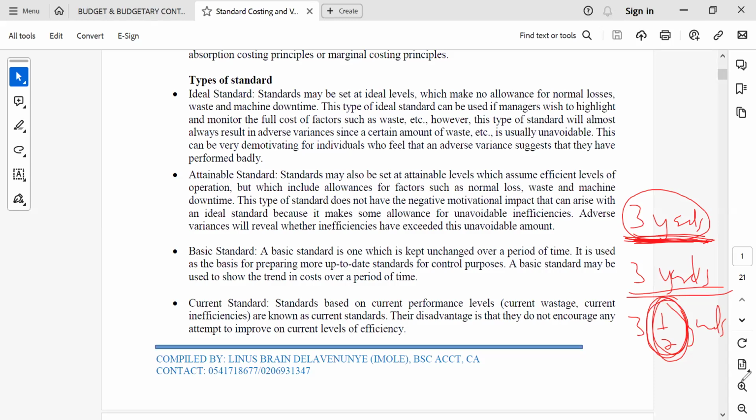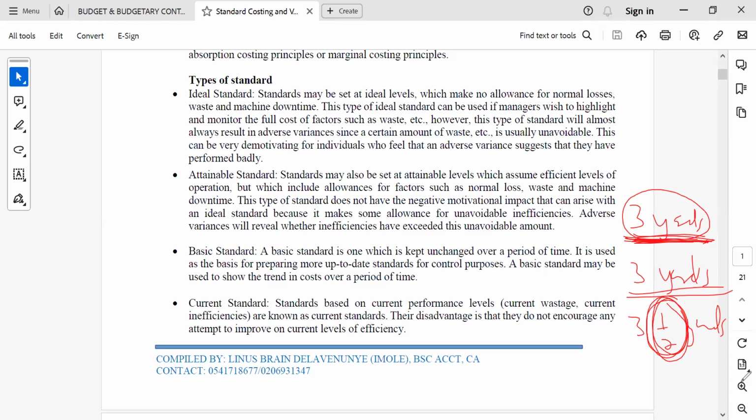So the attainable standard is the opposite of the ideal standard. And they can ask you the difference between the ideal standard and the attainable standard. Or they can ask you to state and explain two types of standard, or they can list them for you and ask you to explain. Let's come to the basic standard.